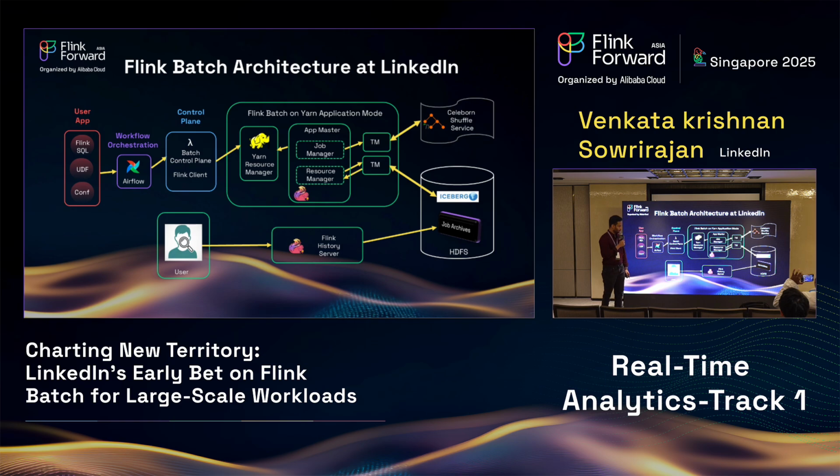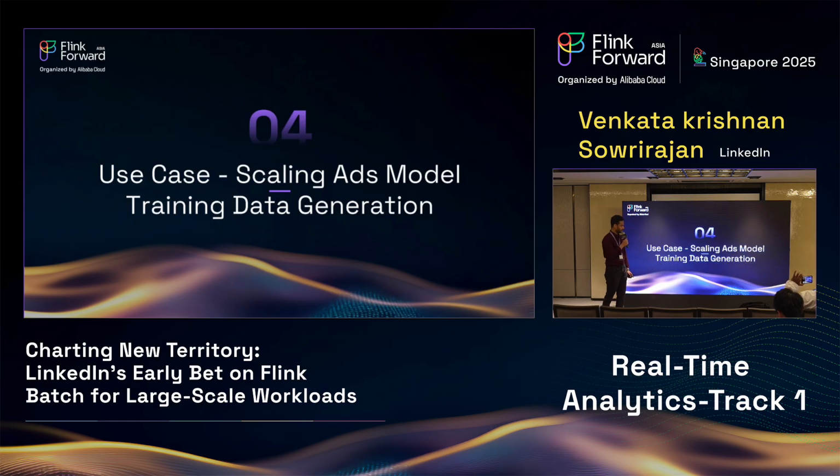And finally, once the job completes, it writes something called job archives, which are nothing but a JSON file containing all the necessary job metadata, metrics, and log links for troubleshooting, so that users can review the completed Flink application for any post-mortem analysis. So now that we did a recap of Flink batch architecture at LinkedIn, let's do a deep dive on one of our real world use cases.